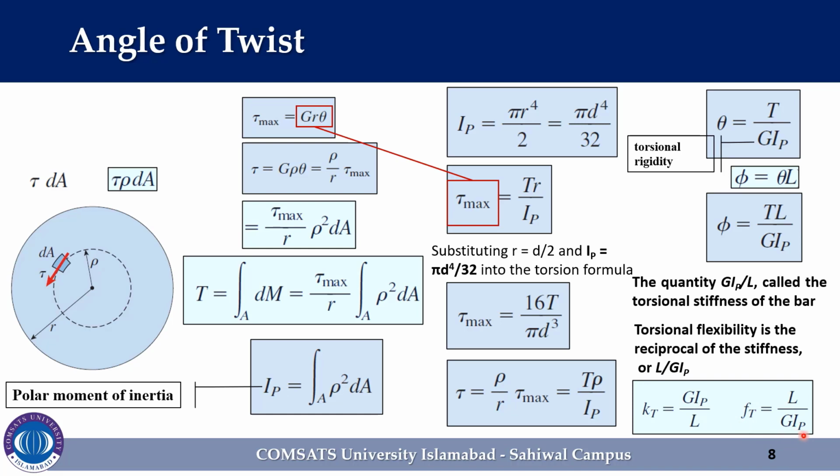So these quantities are analogous to the axial stiffness and axial flexibilities of a bar in tension or compression. Stiffness and flexibilities have an important role in structural analysis. So the equation for the angle of twist provides a convenient way to determine the shear modulus of elasticity G for a material. By conducting a torsion test on a circular bar, we can measure the angle of twist phi produced by a known torque T. Then the value of G can be calculated by using the equation TL over G Ip.